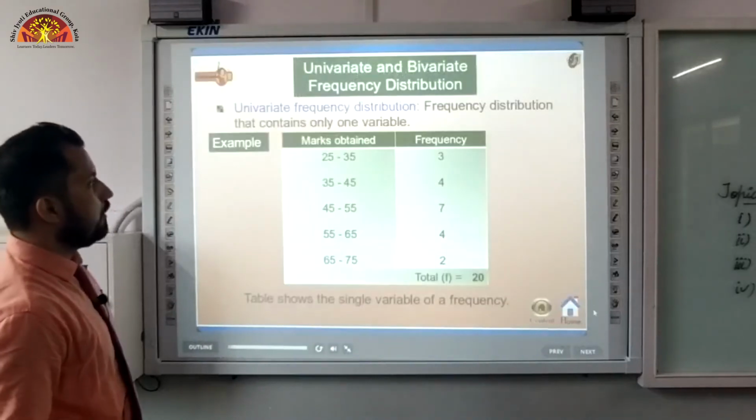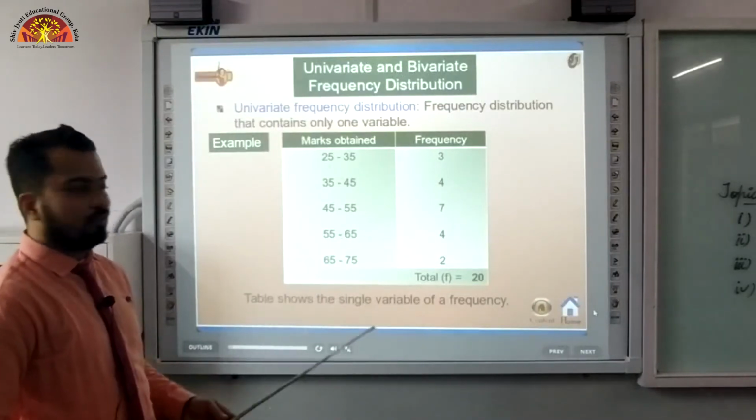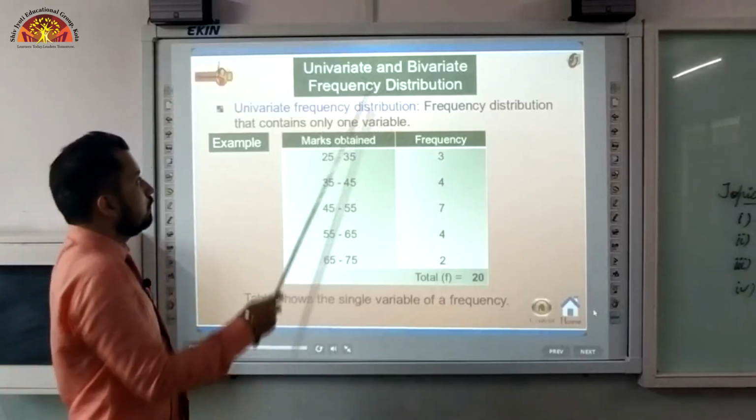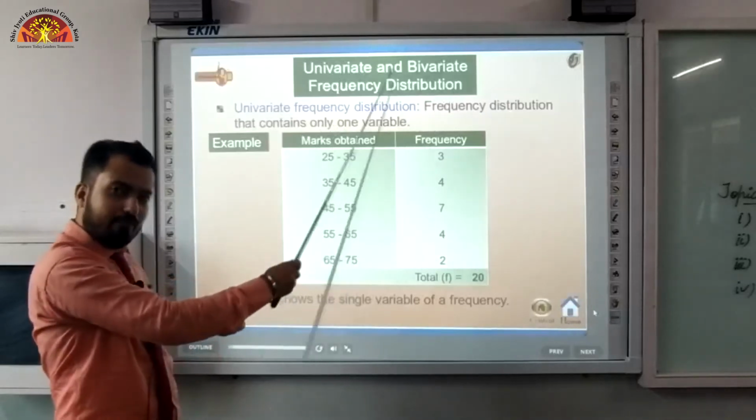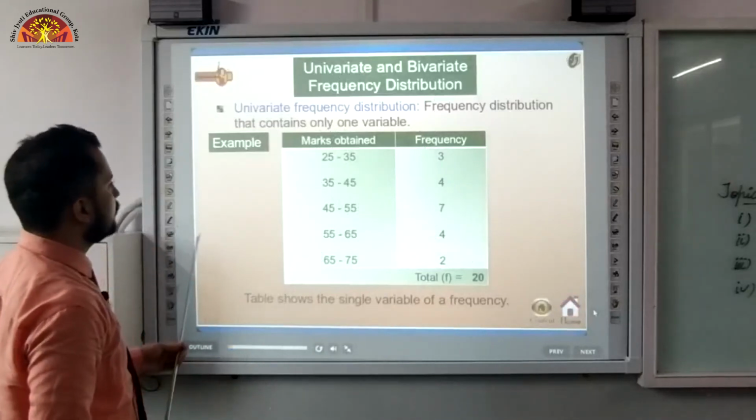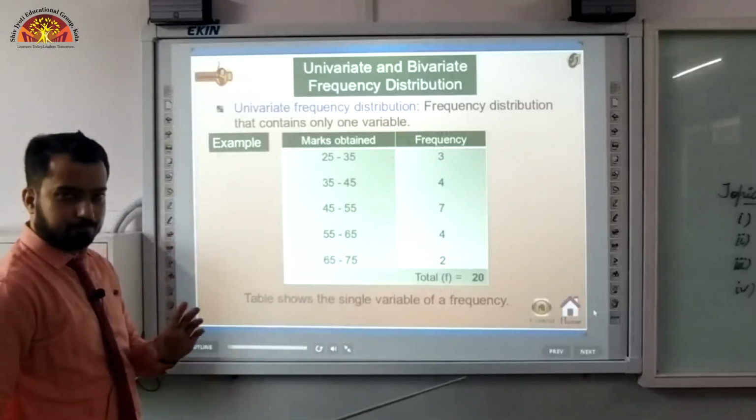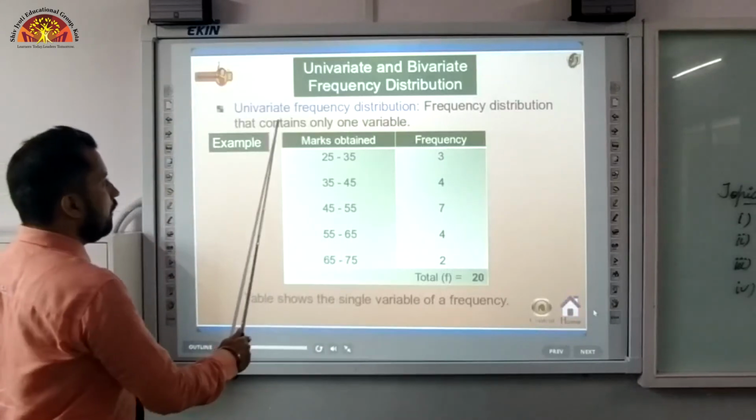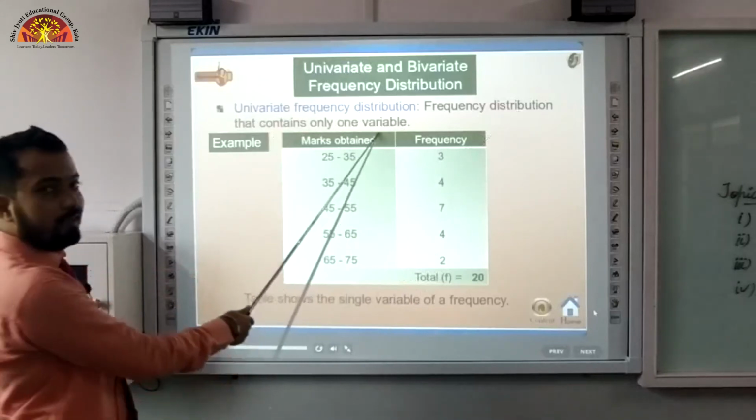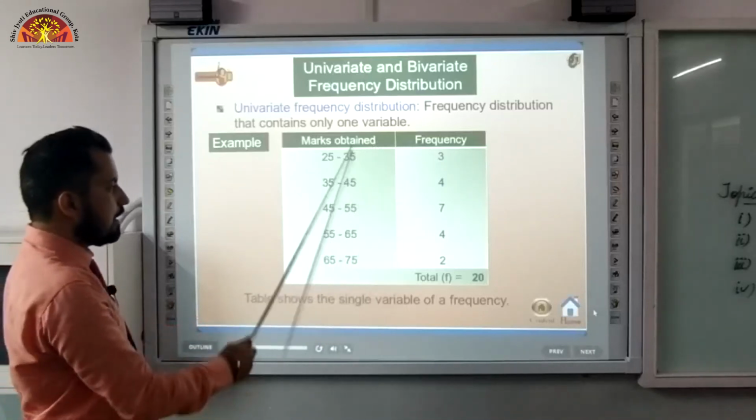Next is univariate and bivariate frequency distribution. In the previous exams you may notice this thing कि यहाँ से बहुत बार एक क्वेश्चन पूछा जाता है. Maybe the single definition might be of the univariate or bivariate or the difference between both of the distributions. So let's see what is meant by univariate frequency distribution. Frequency distribution that contains only one variable. What it is saying is that univariate frequency distribution is a type of frequency distribution that contains only one variable. एक ऐसा frequency distribution जहाँ पे कि हमारे पास only एक single variable है.